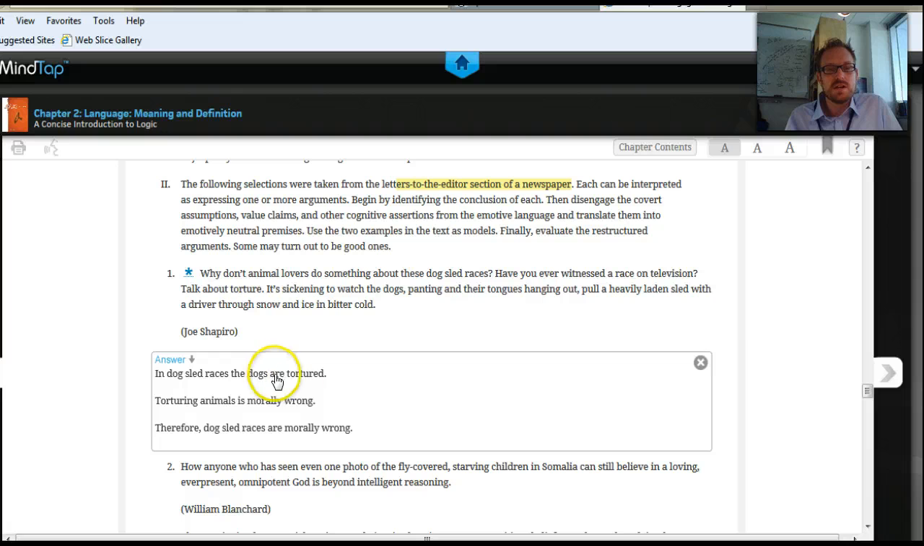In dog sled races, the dogs are tortured. Torturing animals is morally wrong. Therefore, dog sled races are morally wrong. Okay, so you can see how this was done; that is ultimately the conclusion. Here the author suggests that we should bring the value-laden claim, the value assumption, into the form of the argument, right?